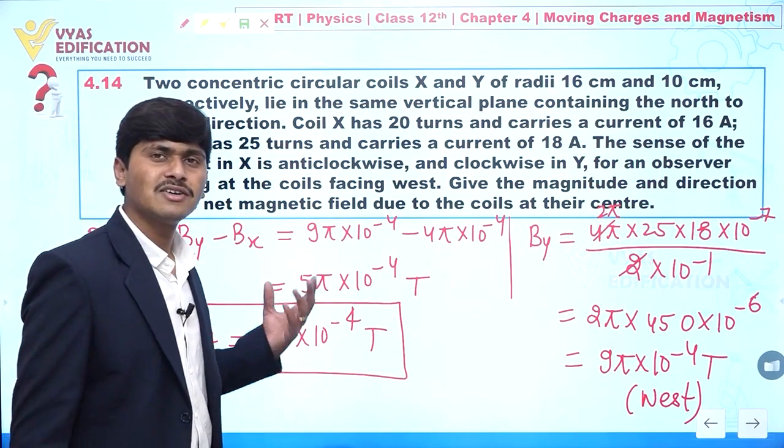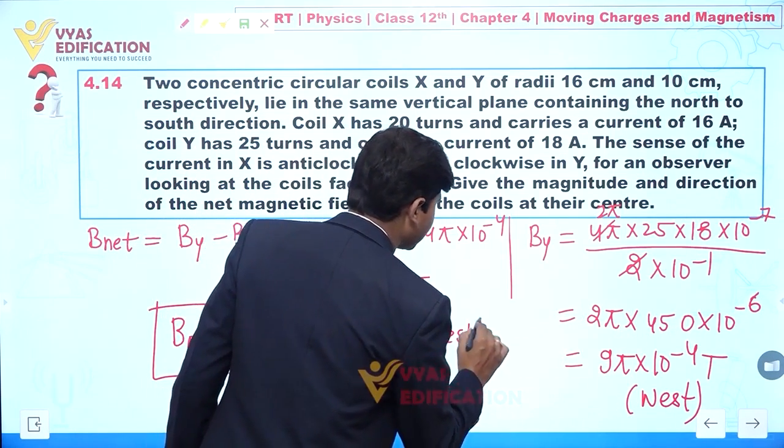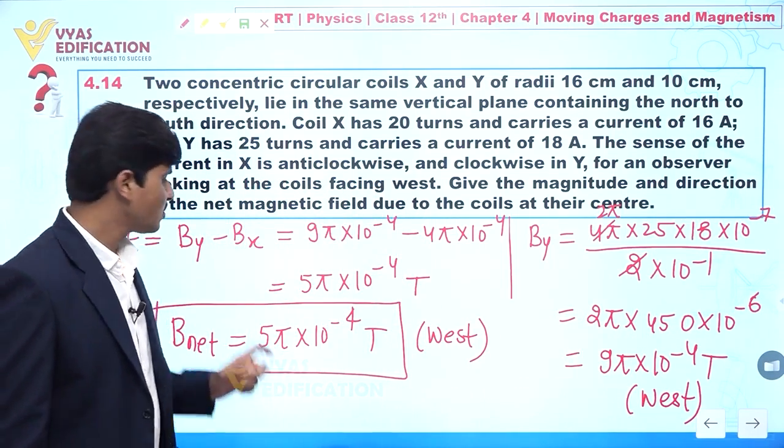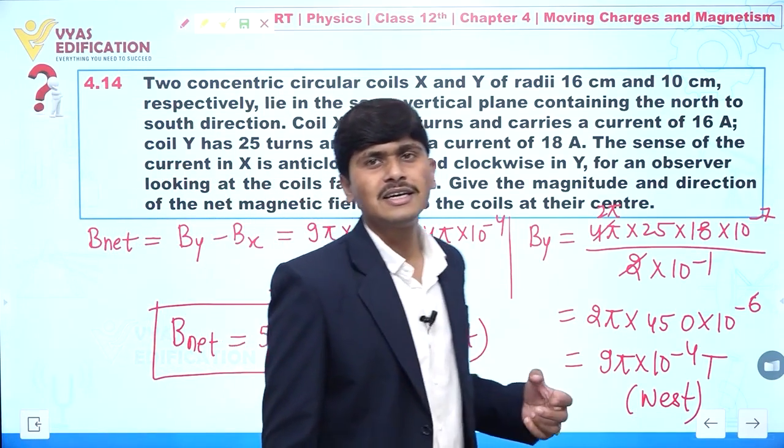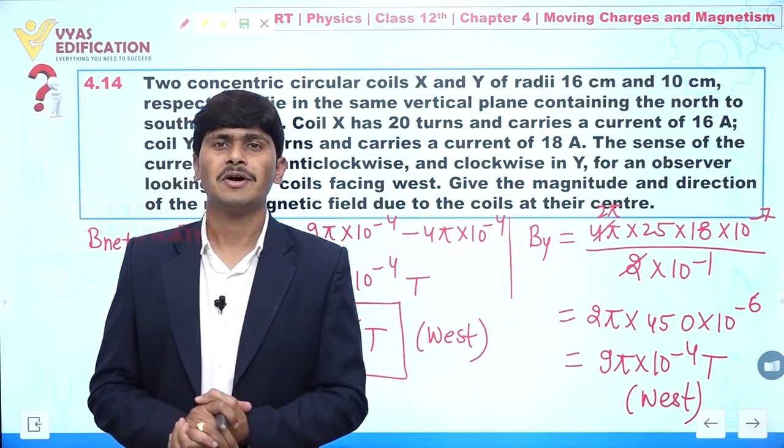And the direction, what is the direction? I can say this direction is the west direction. Clear to everyone? So like this we can calculate the net magnetic field in this question. Clear? So this is all about this question.